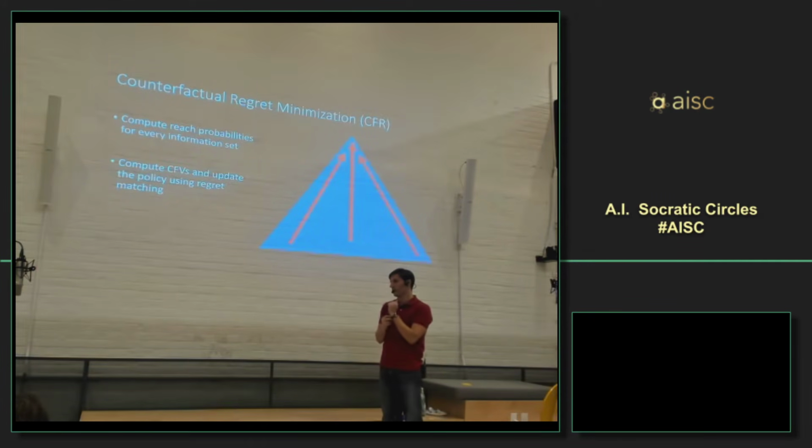So this, again, looks a lot like value iteration, or it's a dynamic programming algorithm, essentially. It's just dynamic programming using this regret matching thing.